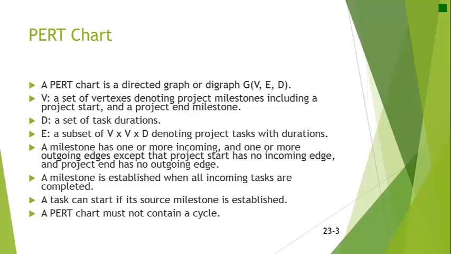The directed graph G of V, E, and D is described such that V are the vertices on the graph that represents the milestones. E represents the edges, which are the tasks performed during the project, and D represents task durations.